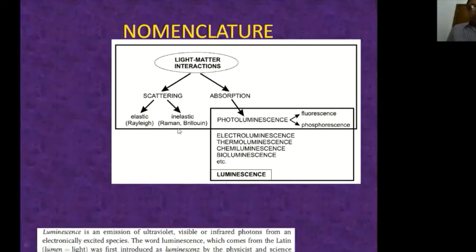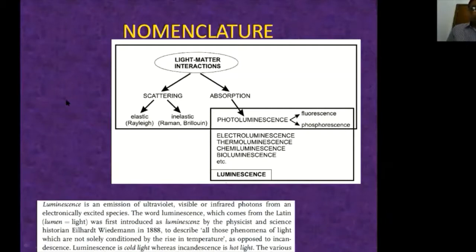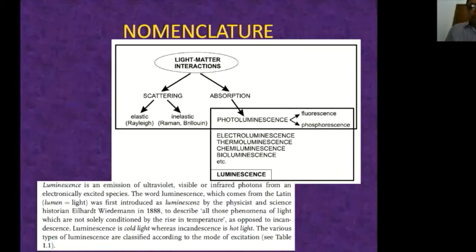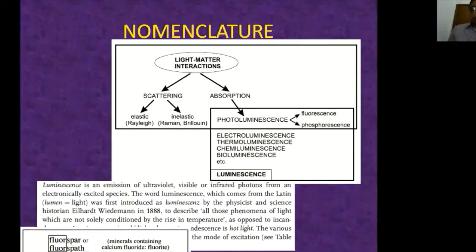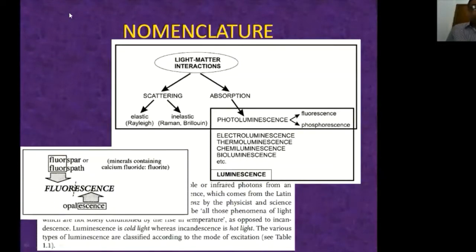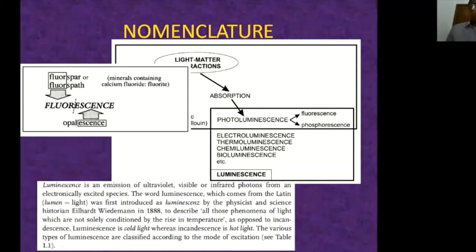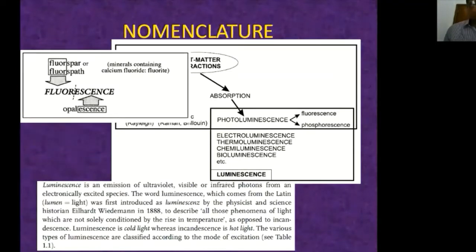And sometimes they also ask, what is the difference between luminescence and fluorescence? Luminescence is basically an emission of ultraviolet or visible light, and that is how it was represented. Now, if you look at the nomenclature, fluorescence came from fluorspar and opalescence. That is how they combined these two words to call it fluorescence.